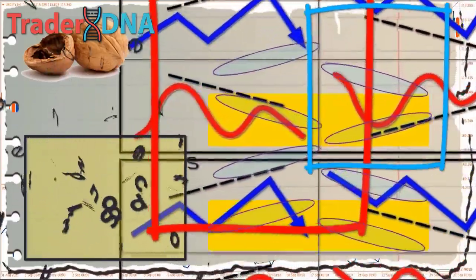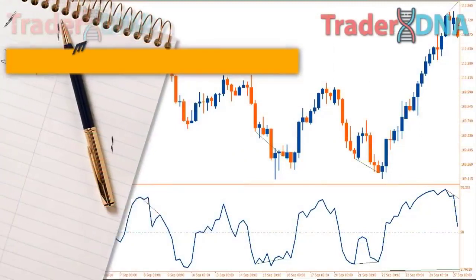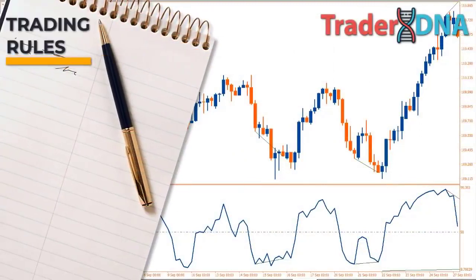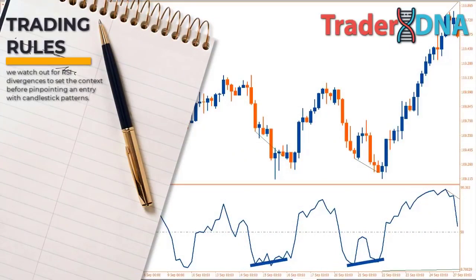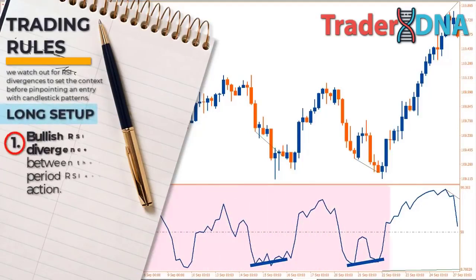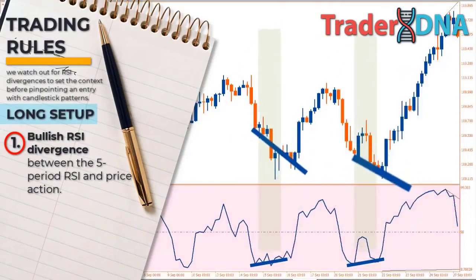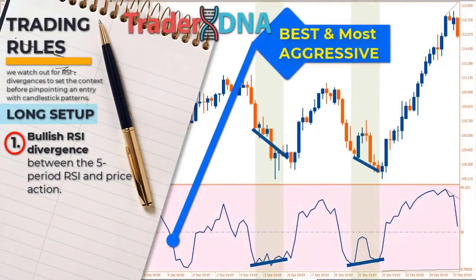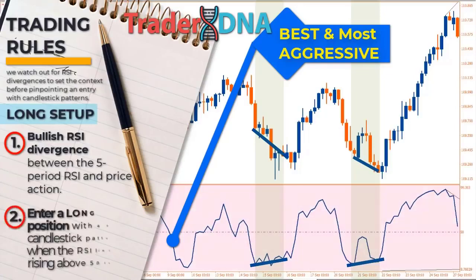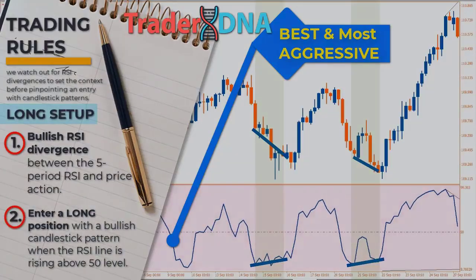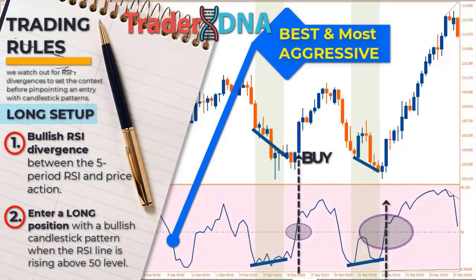Trading rules. RSI divergence with candlestick patterns. The rules are straightforward. In essence, we watch out for RSI divergences to set the context before pinpointing an entry with candlestick patterns. Rules for long setup. First, bullish RSI divergence between the 5-period RSI and price action. In this strategy, 5-period is the best and most aggressive RSI setting for scalping and swing trading. Second, enter a long position with a bullish candlestick pattern when the RSI line is rising above 50 level.